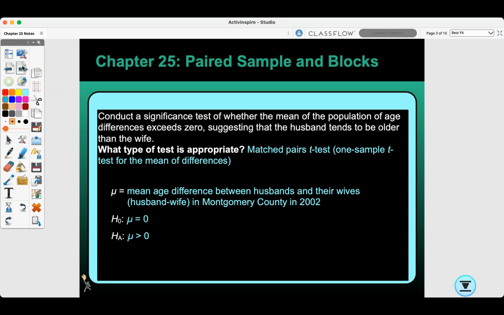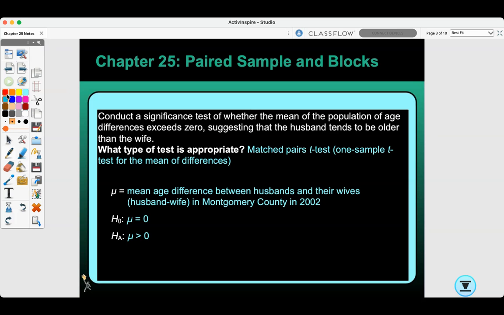So we're going to conduct a significance test of whether the mean of the population of age differences exceeds 0, suggesting that the husband tends to be older than the wife. So what type of test is appropriate? We would do a matched pairs t-test. So you need to state the name of the test that you're doing, and this would be a matched pairs t-test. And we'd use a one sample t-test for the mean of differences.